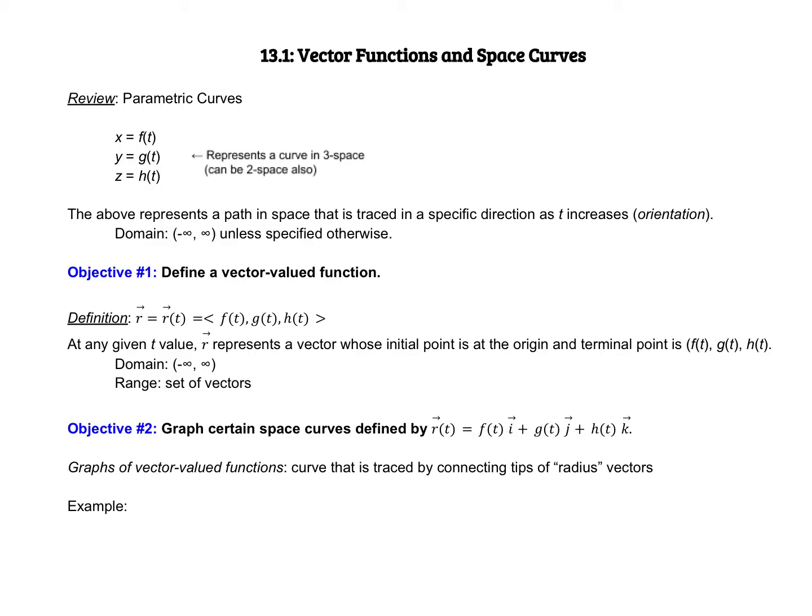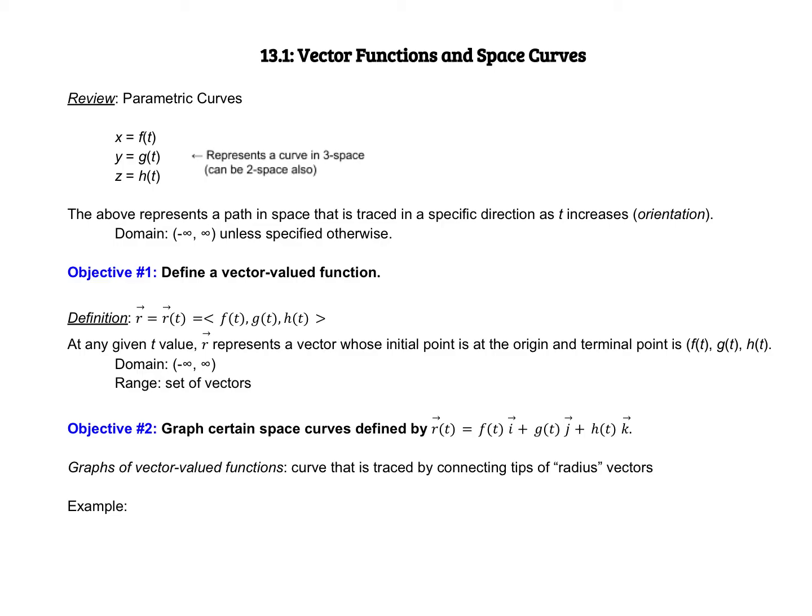If we wanted it to be in 2 space, then it would just be x and y, and we wouldn't have that z. So that set of parametric curves represents a path in space that is traced in a specific direction as t increases. And if you remember from when you first learned about parametric curves, that's called the orientation. The domain of t is generally all real numbers unless specified otherwise. And so parametric curves give us ways to show orientation, show movement, and often graph things that are much more difficult to represent in 2 space with just a normal Cartesian equation.